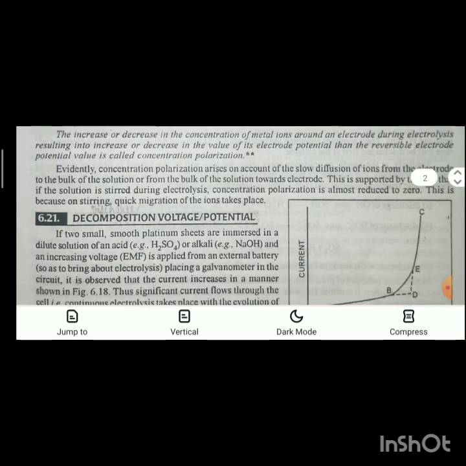The increase or decrease in the concentration of metal ions around an electrode during electrolysis, resulting in an increase or decrease in the value of its electrode potential from the reversible electrode potential value, is called concentration polarization. Evidently, concentration polarization arises on account of slow diffusion of ions from the electrode to the bulk of the solution or from the bulk of the solution towards the electrode. This is supported by the fact that if the solution is stirred during electrolysis, concentration polarization is almost reduced to zero. This is because on stirring, quick migration of ions takes place.